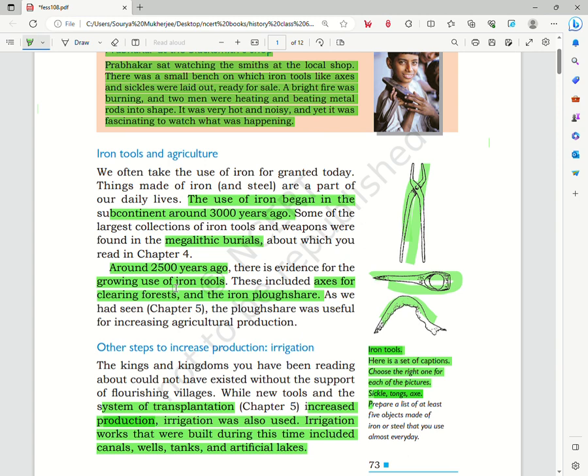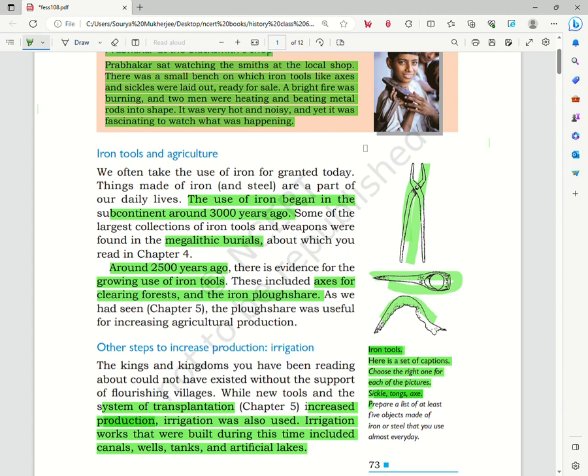Now, among the new iron tools that were widely used, the main two tools were the iron axes, which were used to clear forest, and the iron plowshares. As we have read in the previous chapter, after the collapse of the Indus Valley civilization, the new settlers, whom we often call the Indo-Aryan settlers, came and settled in the northern regions of India near the Punjab region, and they started to move gradually towards the east.